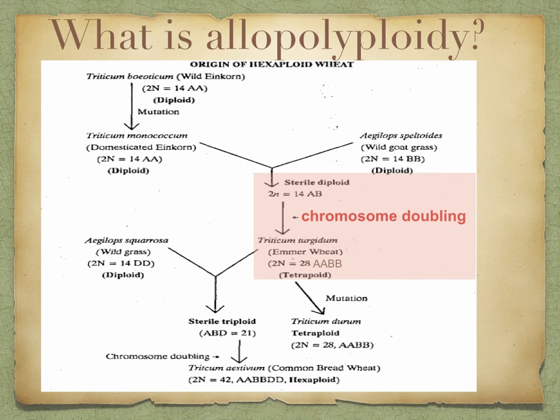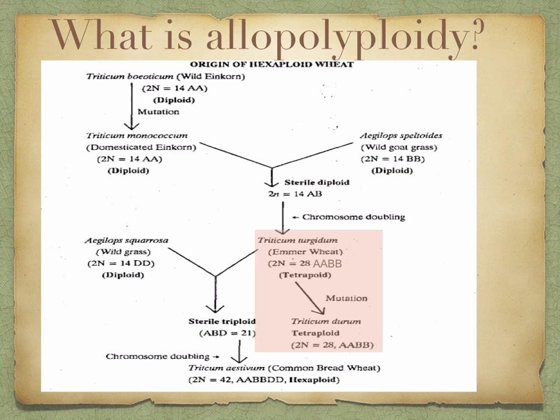So at some point there was chromosome doubling, autopolyploidy. This is when Emma wheat was formed. So have a look at how many AB chromosomes there are in Emma wheat. The doubling of chromosomes means that the chromosomes can now have one with which they can match to form homologous pairs.